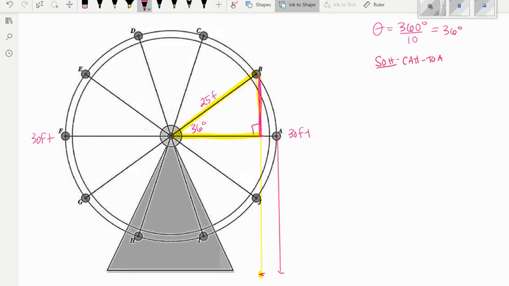Sine is opposite over hypotenuse, so I can use my sine function to help me. We're doing the B point here. So the sine of the angle 36 degrees is equal to, we're trying to find, I'm going to call that h for height, so h over 25. In order to solve, multiply both sides by 25. So h is equal to 25 times the sine of 36 degrees. And all we have to do is plug that into our calculator.